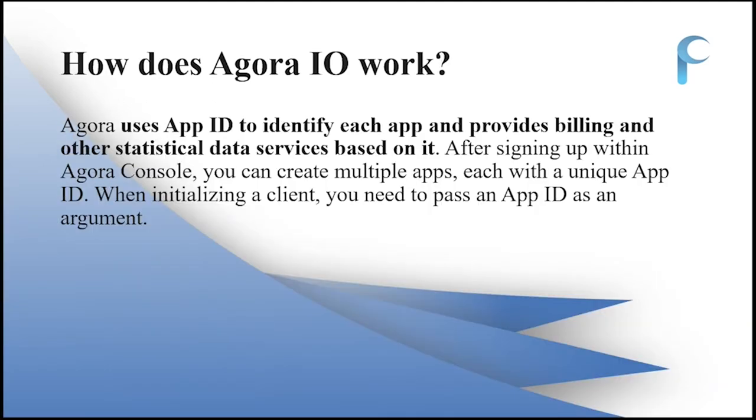How does Agora.io work? Agora.io identifies each user based on the app that has been created from the console, and provides billing and other statistical information based on that app ID. After signing up with the Agora console, you can create multiple apps with a unique ID, and when initializing, you have to provide that ID to the client as an argument.